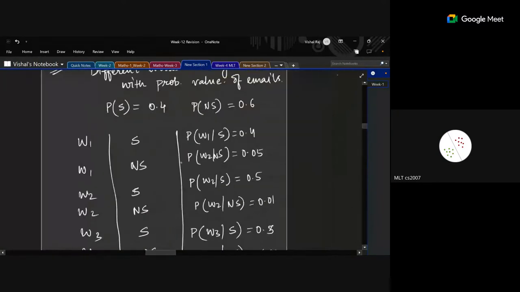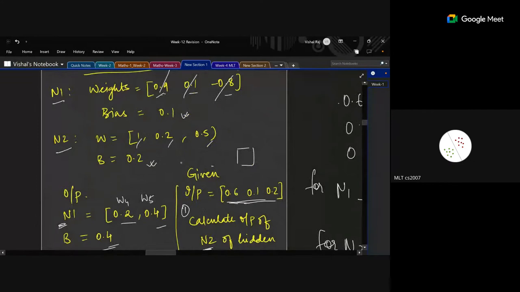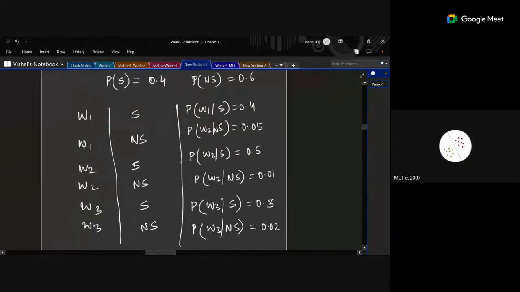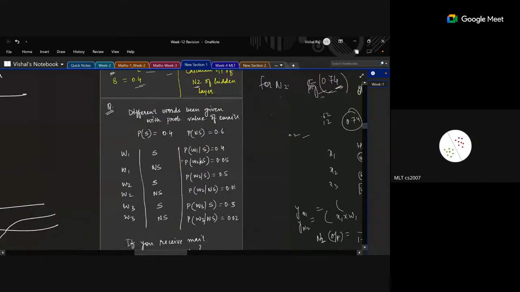Okay, let's move to the third, fourth question. I guess this is clear, right? Yes, sir. Okay, now we'll do some problem from the previous week, I guess week 8 or 7. So this is Naive Bayes, and all these values have been given, and then you have to calculate something. So read the question first, and then tell me whether you are able to understand it or not.